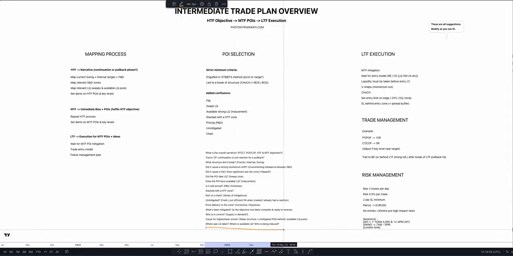And again, just all the liquidity stuff. Where was the liquidity taken? Where is available liquidity? Where is price likely to gravitate towards? Who is being induced? They're all the things that can help you to build that story, to think, where is price likely to head next?